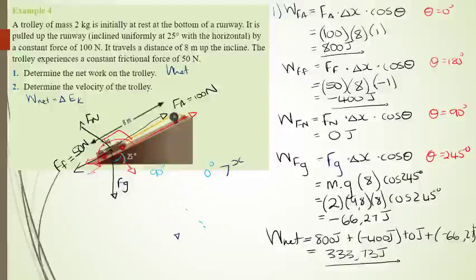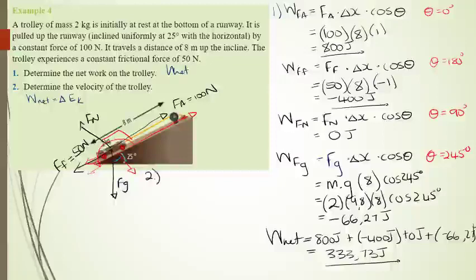That is how much work I need to apply to this little trolley to pull it up the incline. The work has to overcome the frictional force. It has to overcome the parallel component of our gravitational force, and we end up pulling it all the way up. Okay, now question 2 says determine the velocity.